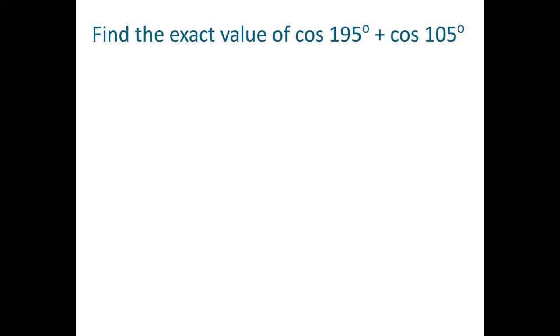All right, so our first example says find the exact value. So again, this is how you know that you're not going to be plugging this in your calculator, because you know that your quiz tomorrow and your test on Monday, there's no calculator allowed. But notice here we are asked to find the cosine of 195 and 105 degrees. And if we take a look, neither of those angle measurements are on our unit circles.